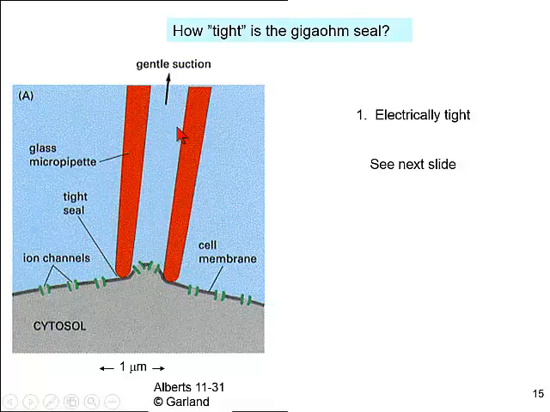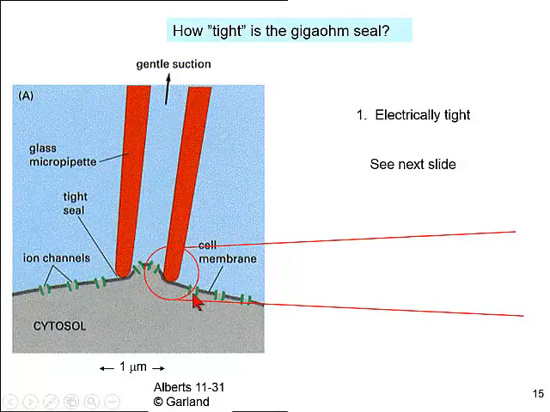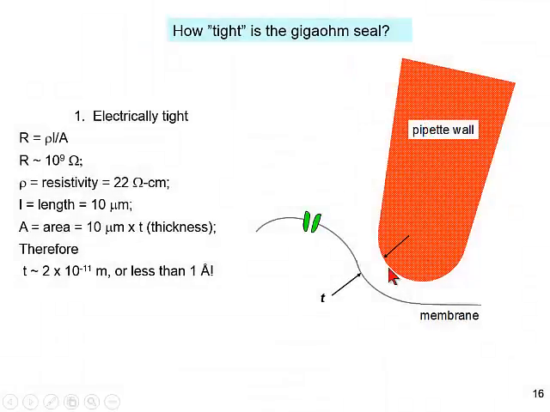We make the seal with gentle suction by simply sucking up on the membrane through the pipette, and we get a nice seal. If we look in detail at what must be going on in this seal, we know it's electrically tight. Well, what does that mean? How tight is this seal? Well, if we use the stuff you learned in Phys 1b, which is resistivity, we can compute the resistance of this pathway by taking the resistivity times the length, dividing it by the area. The resistance of one of these patch pipettes is around 10 to the ninth ohms. Resistivity of a typical blood solution is 22 ohm centimeters. We work it through and we discover that the thickness must be around 2 × 10⁻¹⁰ meters, or less than an angstrom, which is ridiculous.